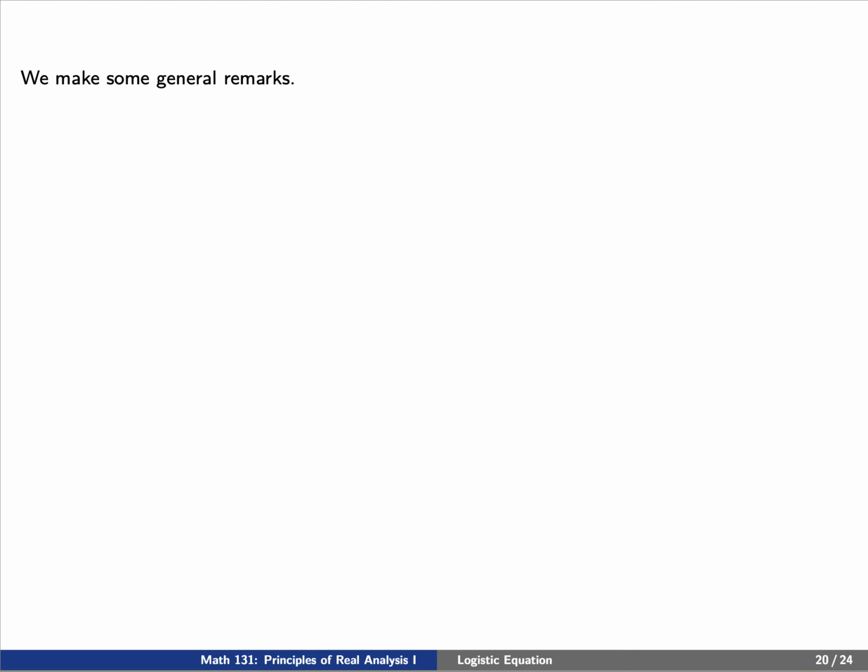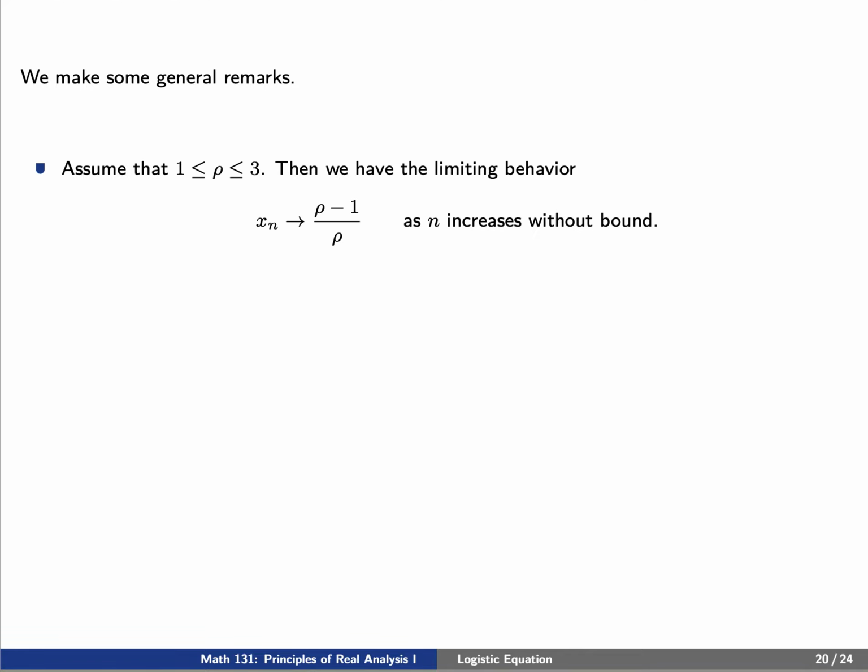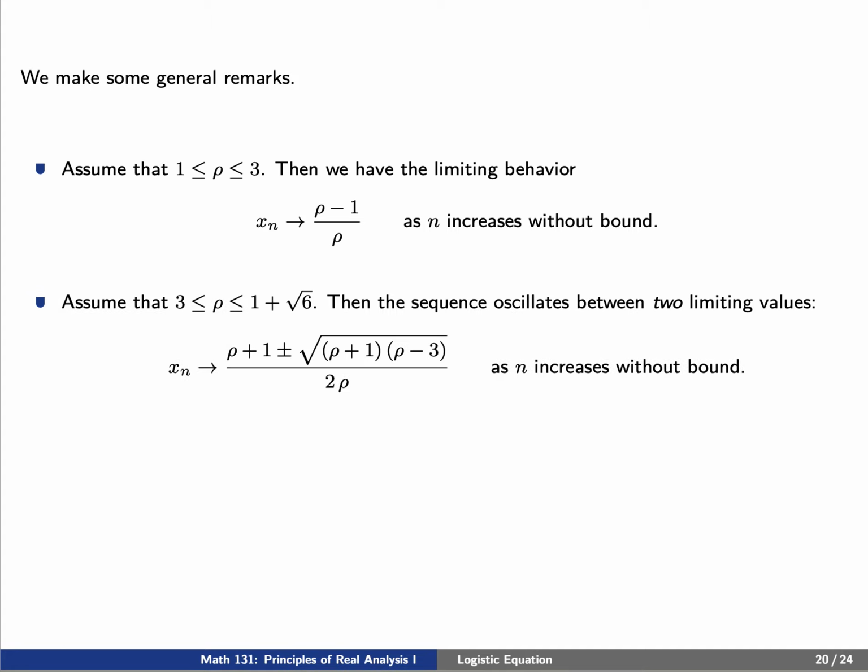Let's give some general remarks about what we've seen with the numbers here. If rho is between 1 and 3, then our sequence seems to tend to just one value. It turns out that it's the quantity rho minus 1 divided by rho. However, if we increase rho slightly, just a little bit greater than 3, we'll see that our sequence oscillates between two limiting values. Here's an explicit formula that you see here on your screen. The plus or minus square root denotes the two different values that we've seen before.